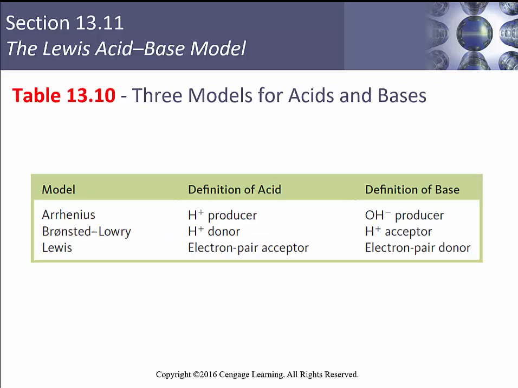Right. So remember, we've got our three models for acids and bases. Arrhenius, which is the H+ producer and OH- producer, only going to really work in aqueous solutions. You've got the Bronsted-Lowry, where you're looking at things from the proton's perspective, whether you're donating a proton or accepting a proton. And then you've got our most broad, the Lewis, which is the electron pair acceptor for the acid, and a donation of the electrons for a base.